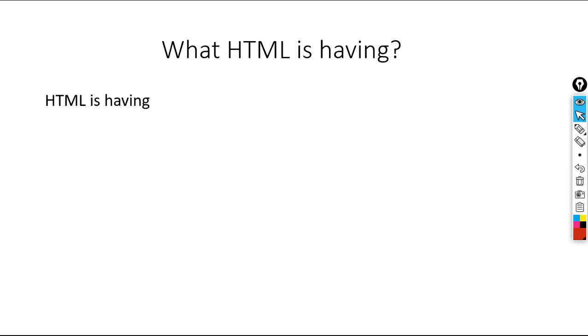Today we are going to learn what HTML is having. Already in previous sessions I have explained HTML is series of elements. Now HTML is having elements, content, tags and attributes. Let's see one by one.